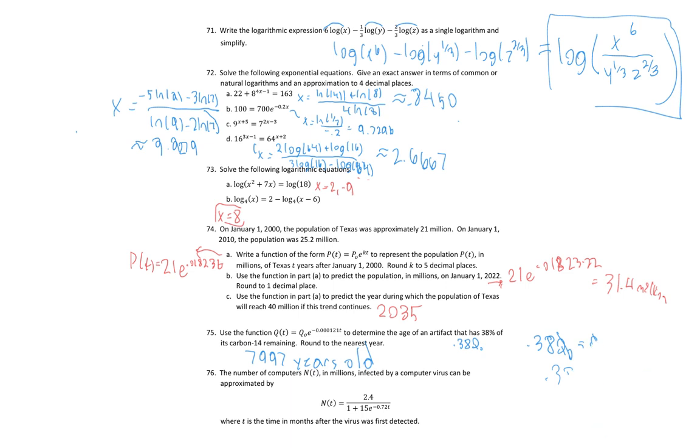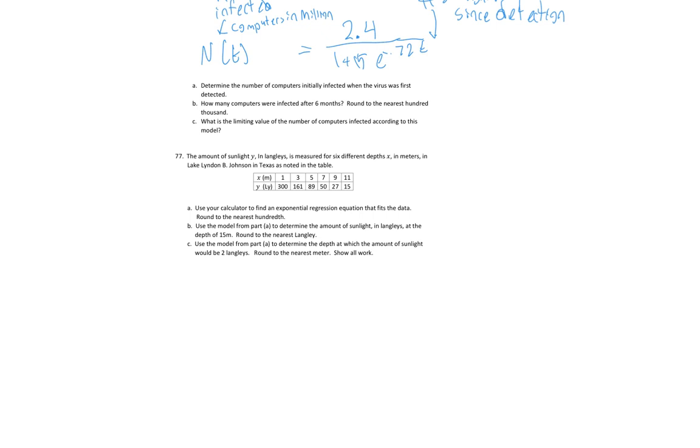Okay, going on to the next one. I think the questions got put onto the next page, so I'm just going to rewrite the question in the next one. Okay, so I went ahead and tried to write down all the stuff from the last one. So, determine the number of computers initially affected when the virus first started. Well, N of t is the number infected. So when it first started, or first detected, that means your t is going to be 0, because t is the number of months since detection.